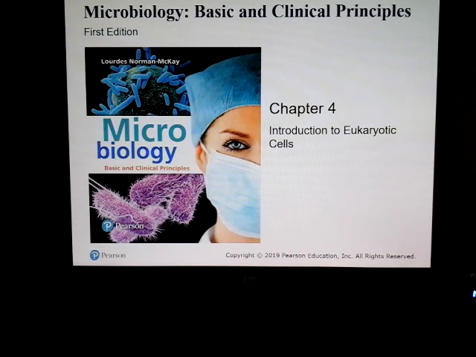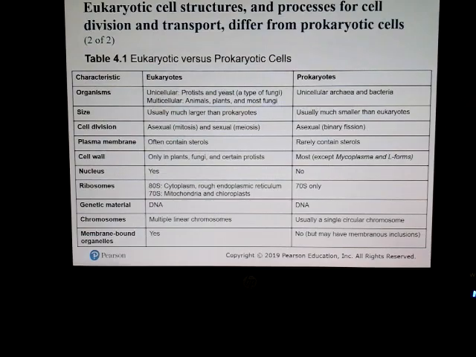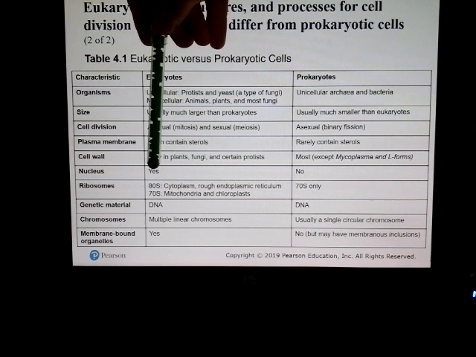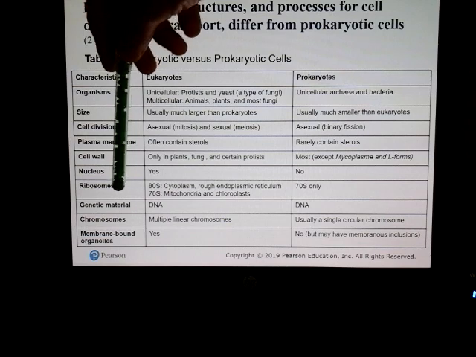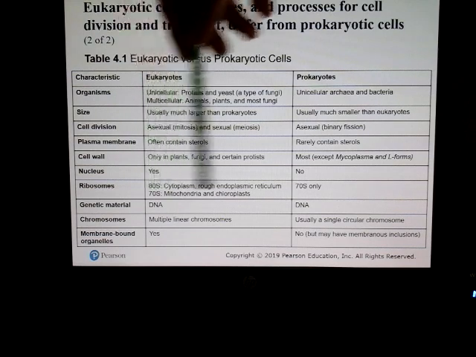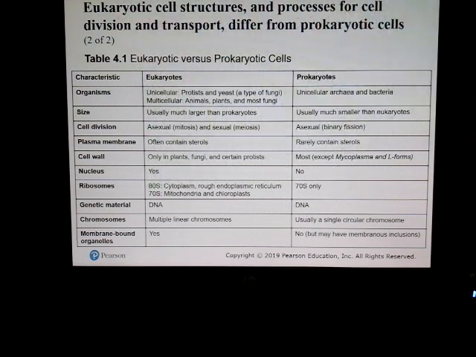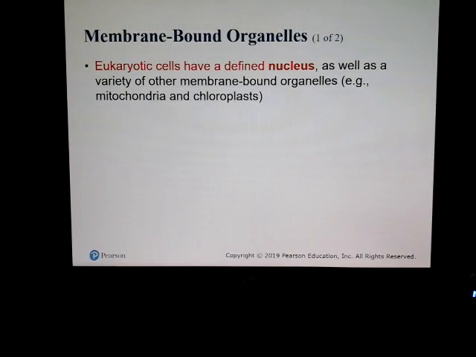Today's lecture is on eukaryotic cells. So here's just a chart that shows you some differences between eukaryotes and prokaryotes, and one of the big things is that eukaryotic cells do have a nucleus, prokaryotes don't, and the ribosomes are 80S in eukaryotes, and prokaryotes only have a 70S ribosome. So again, big things. Eukaryotic cells have a defined nucleus.